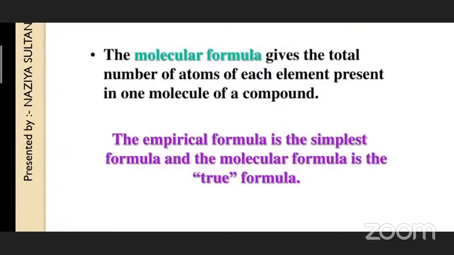Now make a note of it. What is hydrogen peroxide? H2O2. So what would be the empirical formula of hydrogen peroxide? HO, because if you cancel the 2, we are making it a simple ratio. So HO would be the empirical formula of hydrogen peroxide. H2O2 is the molecular formula of hydrogen peroxide.